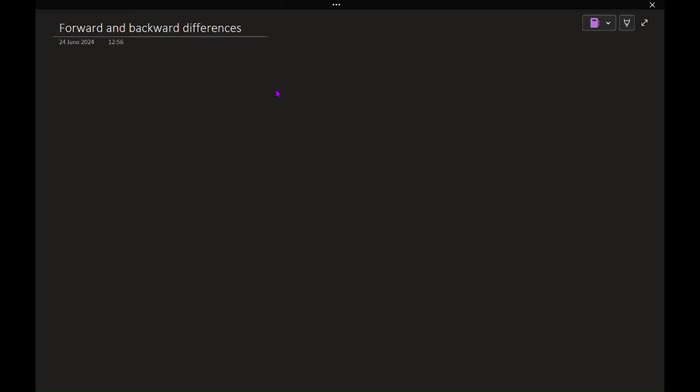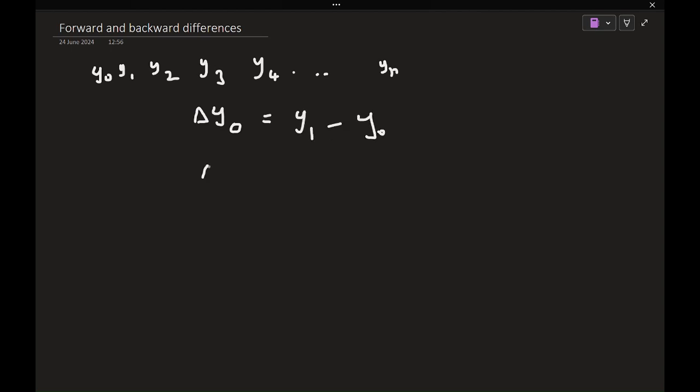Okay, so now we'll do forward and backward difference. The forward difference of any term is given in the form of delta. Let's assume you have terms y0, y1, y2, y3, y4, and so on until yn. The forward difference of y0 is given by y1 minus y0. The same way, the forward difference of y1 is given by y2 minus y1, and so on.